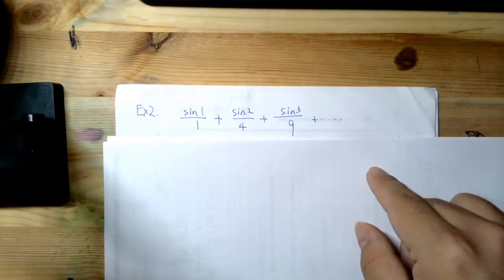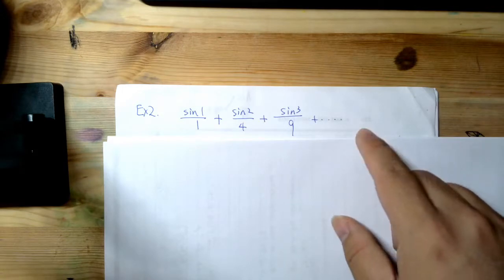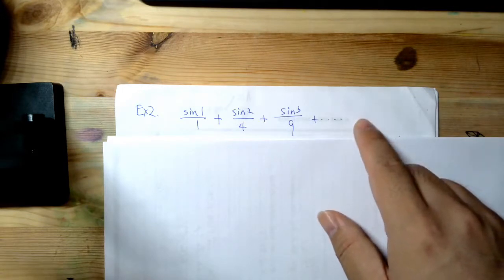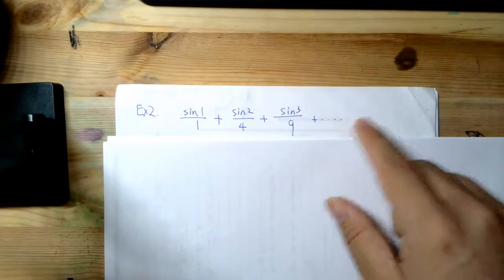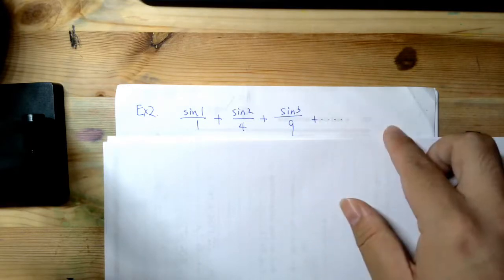So what should we do? Well, first of all, we want to find the general expression for our a_n so that I can write this series into a sigma notation.